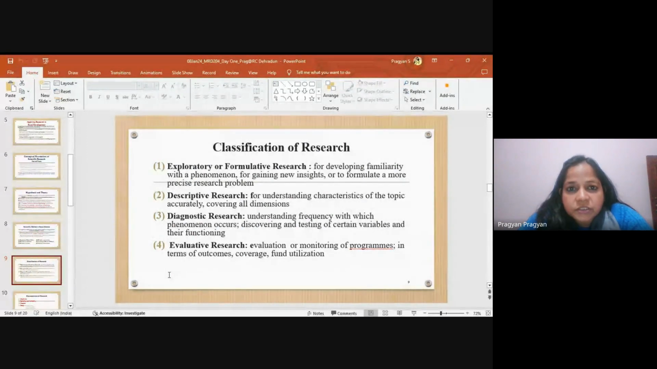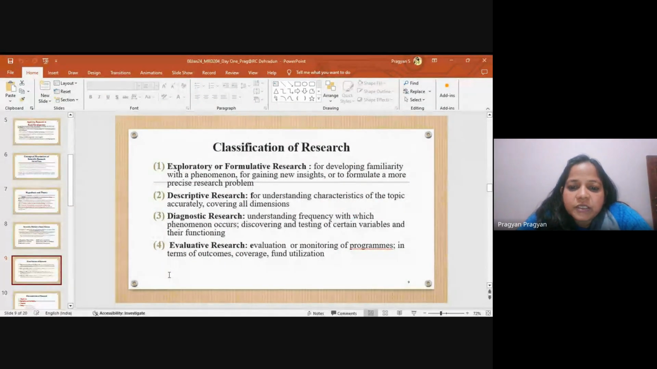Third is diagnostic research. That is again very meaningful in its own terms. Diagnostic means there is something problematic, and you are going to understand what kind of factors can help to solve that problem. So diagnostic research is basically to understand the frequency with which a phenomenon occurs, and discovering and testing certain variables and their functioning, so that you can solve a particular problem with the help of conducting research. And the fourth one is evaluative research.